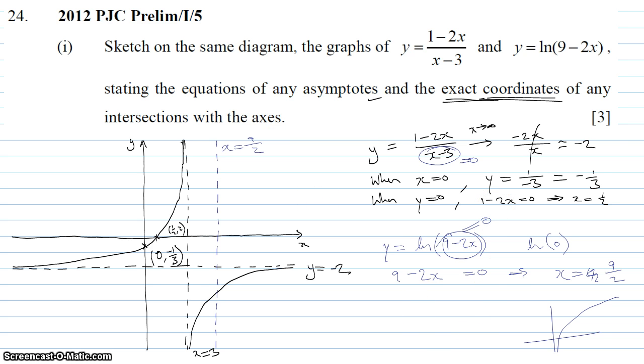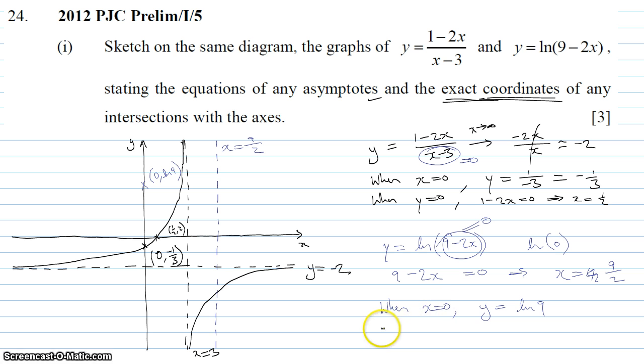Let's just erase this down here. When x equals 0, what do I get? I get y is equal to ln 9. So ln 9 is a positive number, in fact I think it's about 3. I'll just mark that out here. This is (0, ln 9).